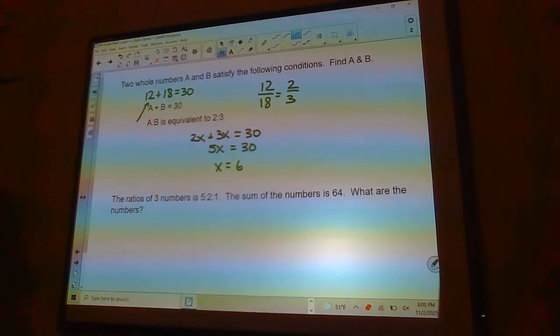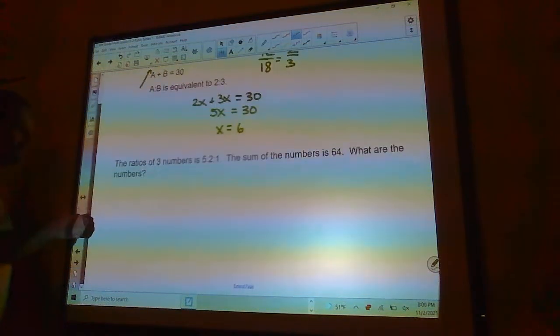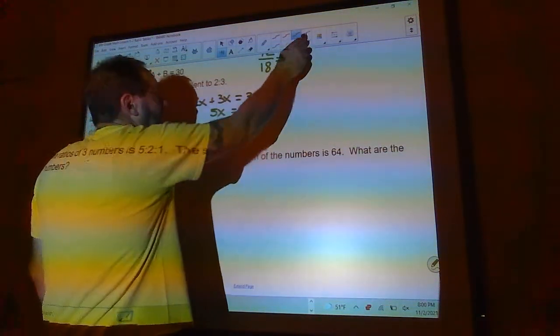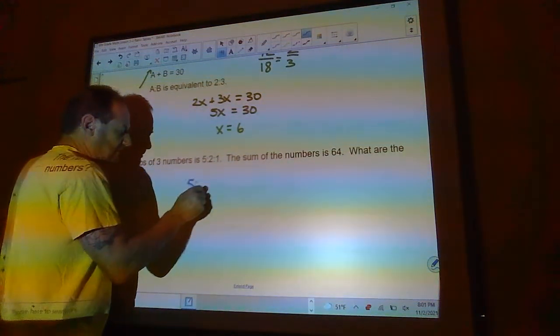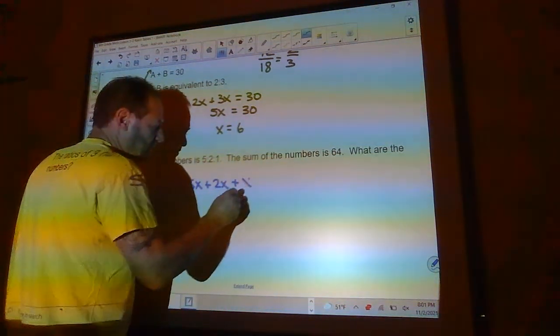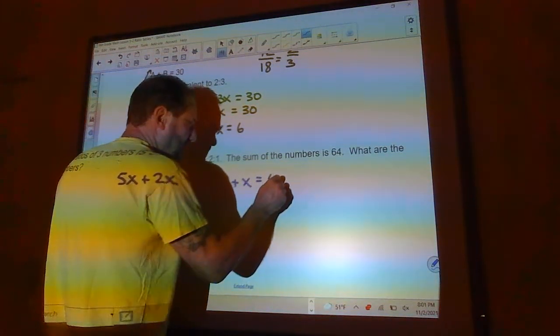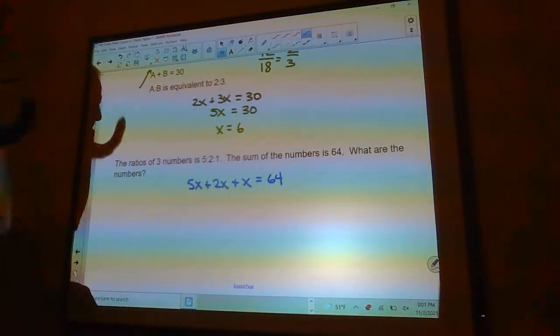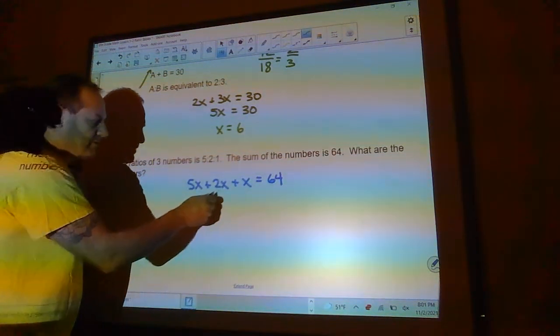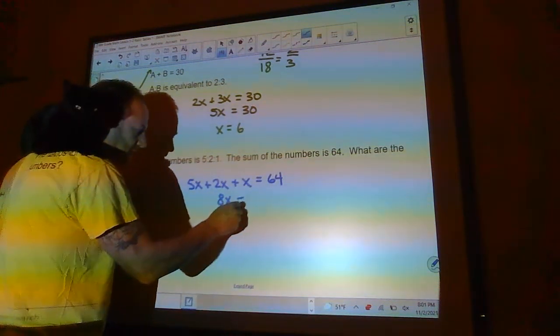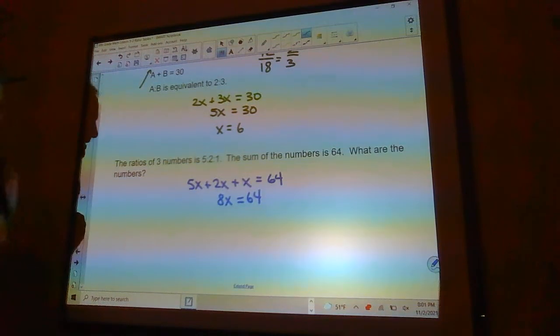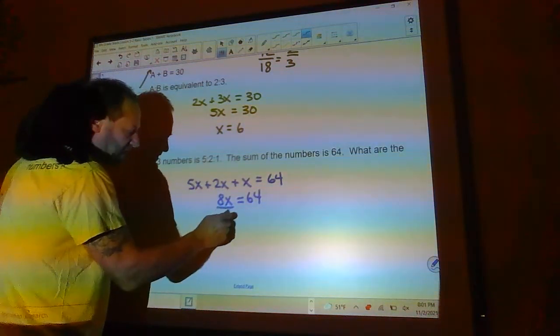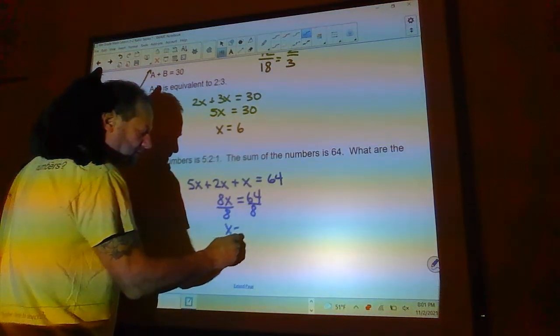The ratio of 3 numbers is 5 to 2 to 1. The sum of the numbers is 64. What are those numbers? Okay, so just like the other one, I know that 5 of something plus 2 of something plus 1 of something has to equal 64. So, 5 plus 2 is 7, plus 1 is 8. So 8 of somethings is 64. And then if I divide this by 8, I get x is going to be 8.